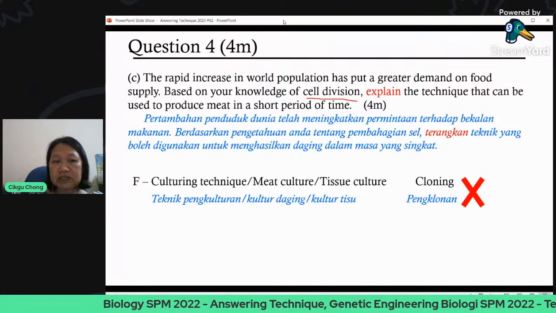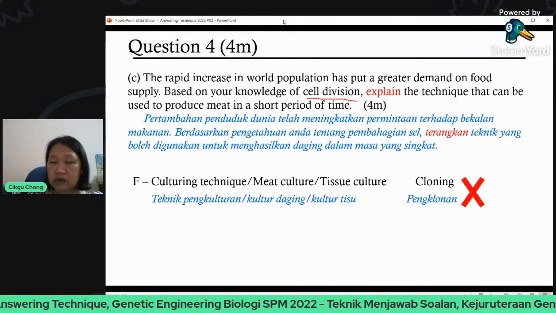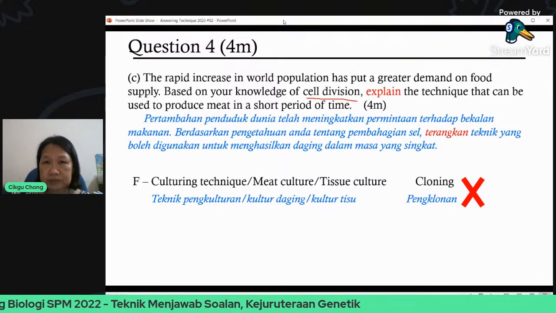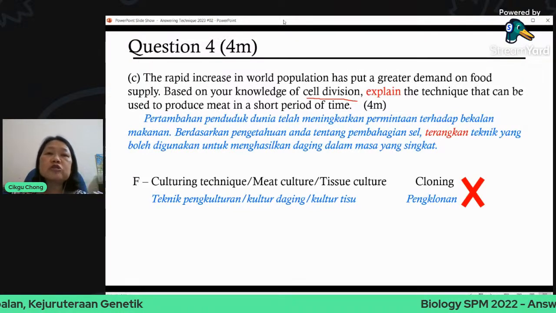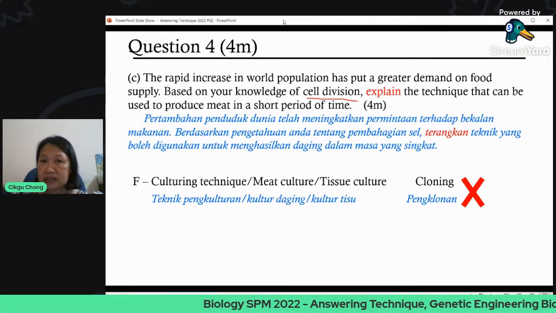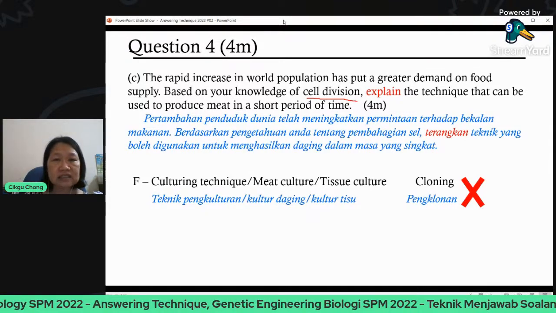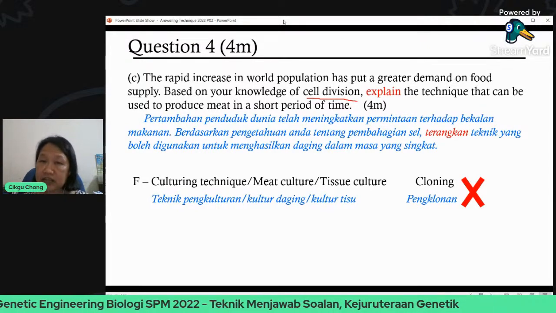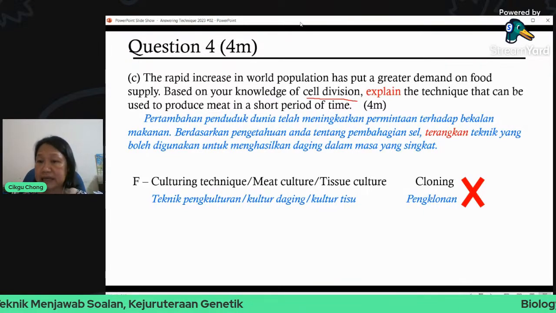So the technique has to be this type of culturing technique, meat culture or tissue culture. The word culture must be there. Let me give you an example. I'm sure you learn your chemistry, right? For example, neutralization, or penutralan. Neutralization is not a technique. It is a concept where you have your acid and your alkaline. When you add them together, it becomes neutral. Correct? That is called neutralization. That is not a technique, it is a process, a concept.